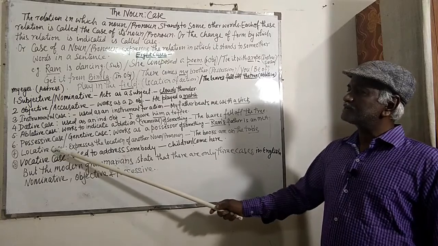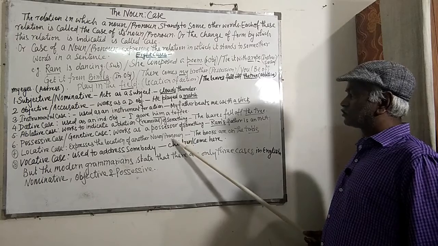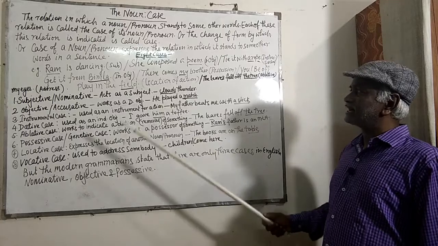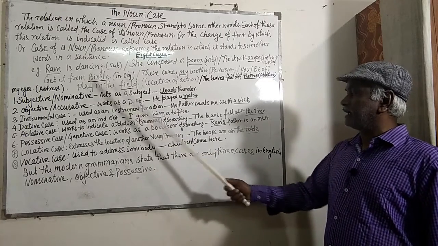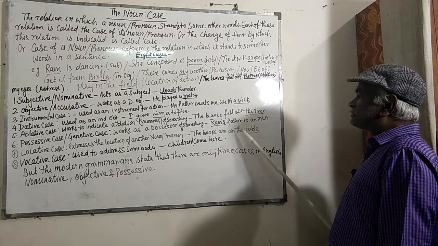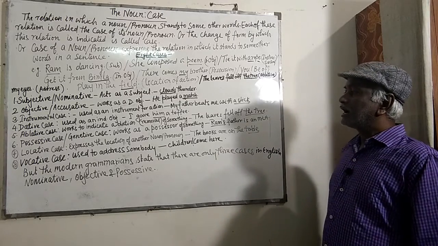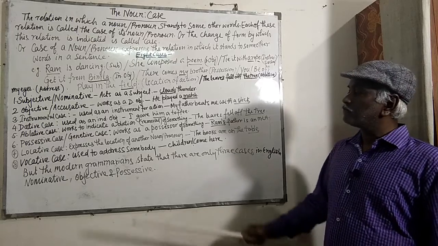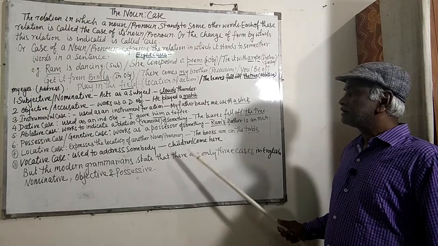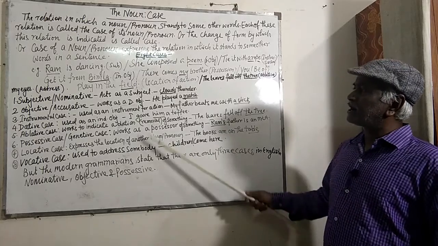Next one is locative case, which expresses the location of another noun or pronoun. For example, when I say play in the field, here field acts as location of the action play. Or when I say the books are on the table, this table is acting as location for the books. And next, the last one is vocative case. It is used to address somebody. Children, come here. You stand there.